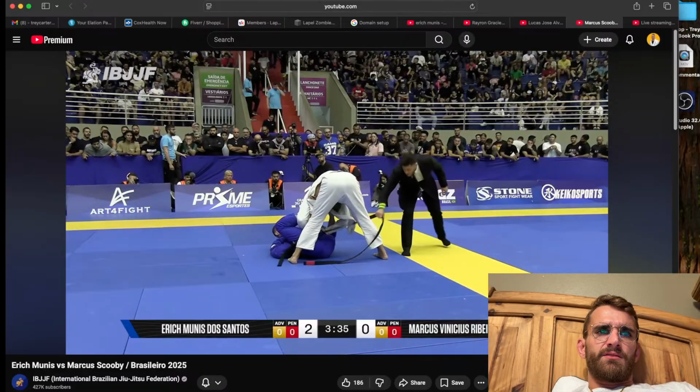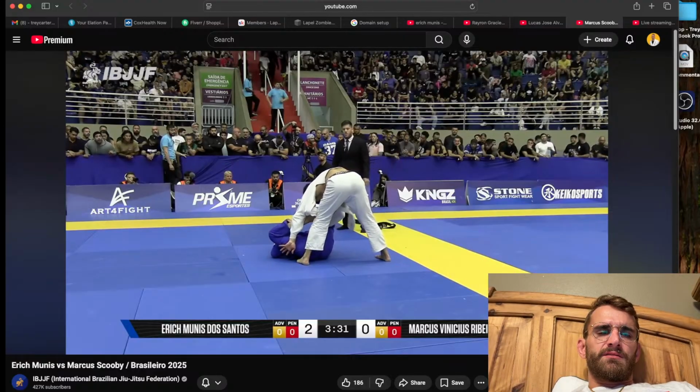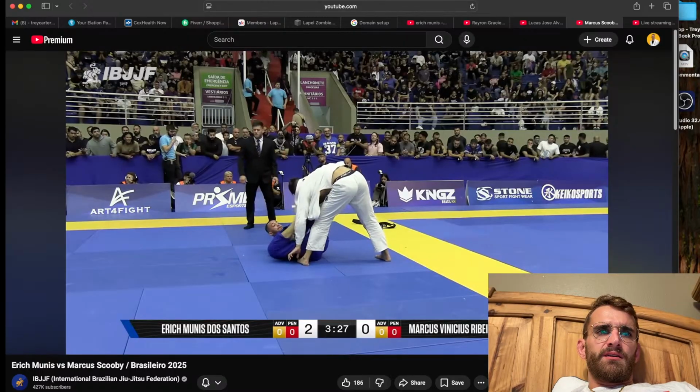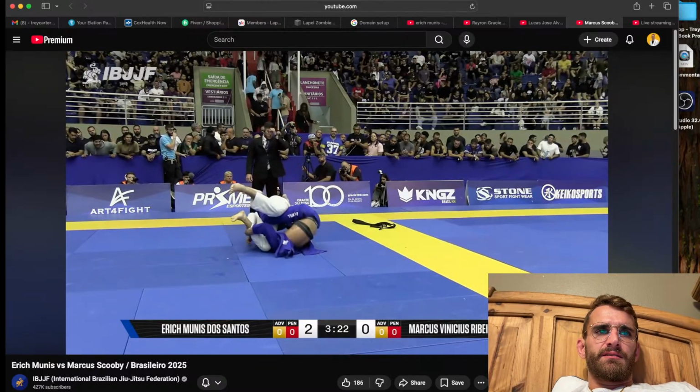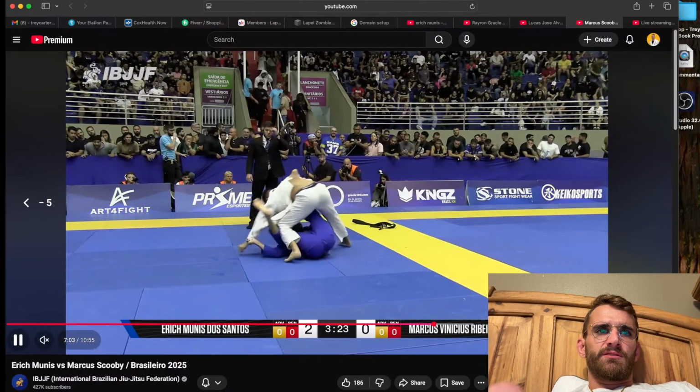Okay, so double lasso. Man, Scooby's got to get a little bit more work here, create a little bit more pressure, because one thing I feel like Erich does a good job of is making people fight at his pace. Nice. Hold on.